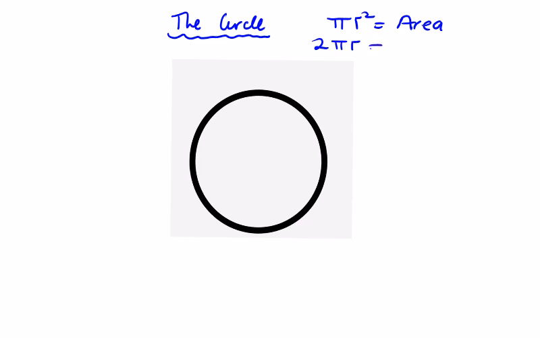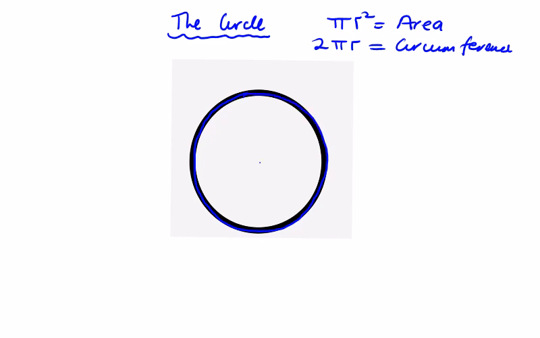In this video, we're going to look at the circle. So, what do we know about the circle? There's two formulas related to the circle. Pi r squared gives me the area of a circle, and 2 pi r is equal to the circumference. And the circumference is the distance around the outside.